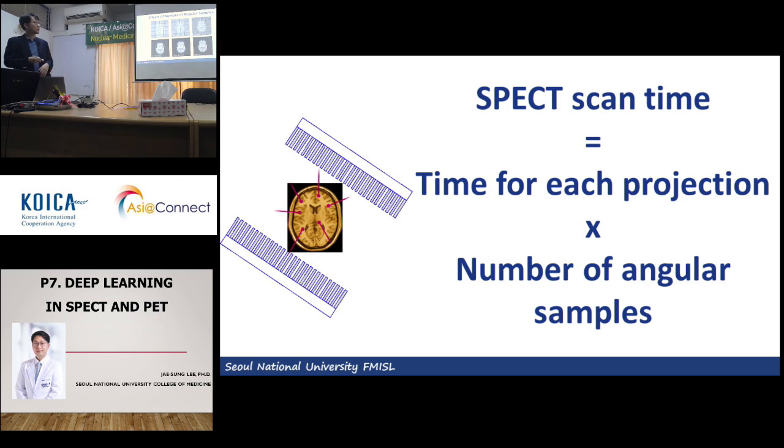For example, if we just use the A projection data, we can see this kind of very severe artifact. So it is very curious whether we can reduce the number of angular samples without having this kind of artifact by deep learning.